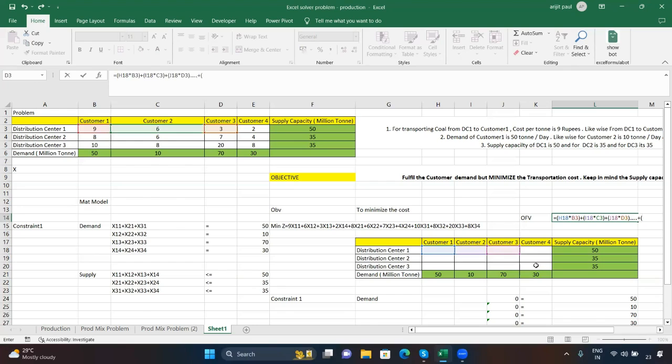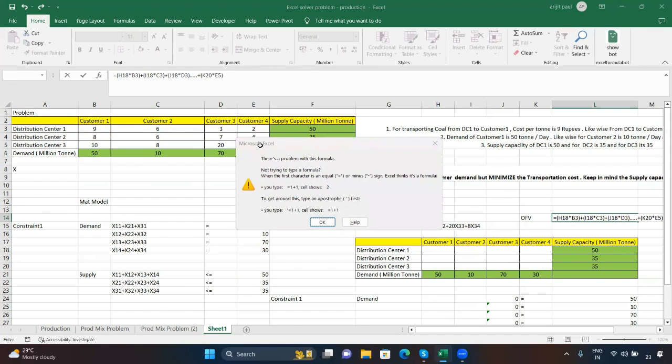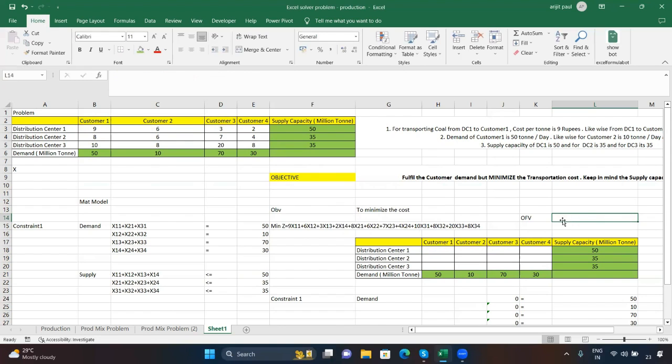This cell. So this cell means what? Quantity that we are going to transport from DC3 to customer 4. That means we need to select this one, multiplied with the cost of transporting that material from DC3 to customer 4. That is in our problem, it's 8 rupees per ton. So likewise, we can go one by one. Otherwise, what we can do, thanks to Excel, we have an inbuilt function. So we can use SUMPRODUCT.